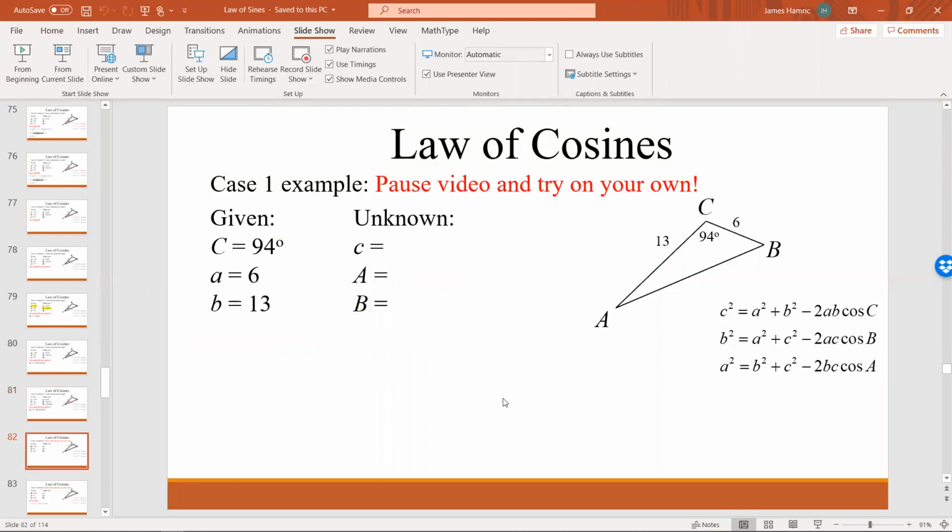Okay. So here's the next one. I'm going to have you pause the video for a minute and see if you can work through that. Feel free to go back through that last example. This is another side angle side case. You see how I label the triangle. Go ahead and pause the video, and then we'll go through the answers here in just a couple seconds.